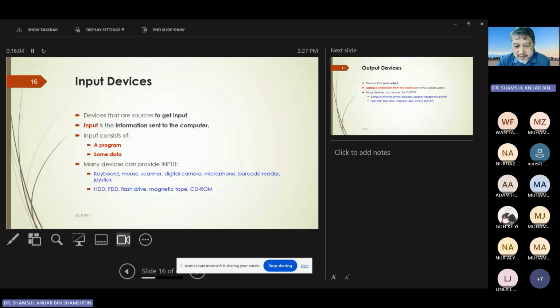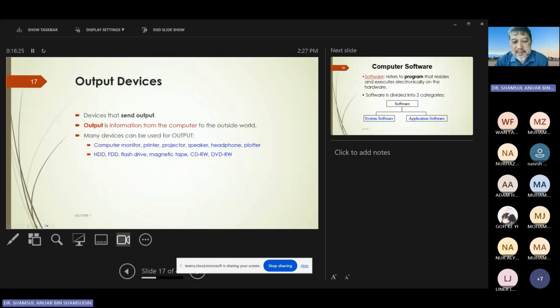Such as a keyboard. So you can use the keyboard to program your computer and also to key in data. Okay, same for your mouse, scanner, digital camera, microphone. So a lot of these things I think we have used.